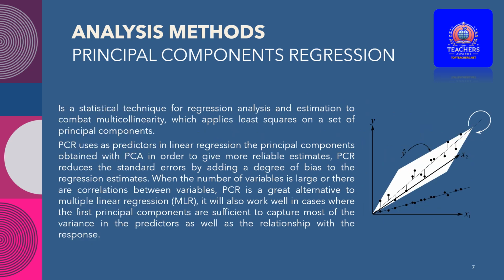The next method was principal components regression, which is a statistical technique for regression analysis. PCR uses as predictors in linear regression the PCs or principal components obtained with PCA in order to give more reliable estimates.